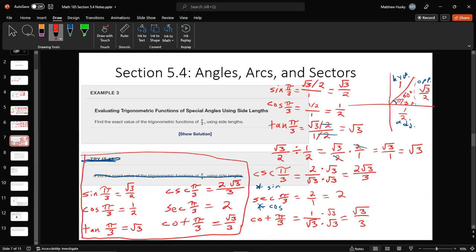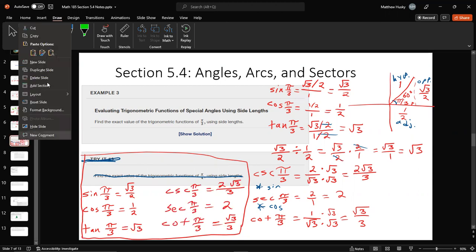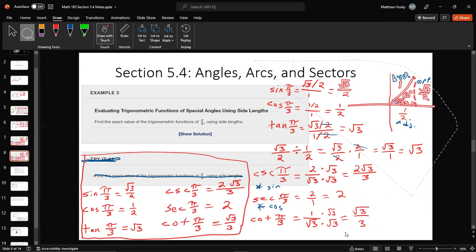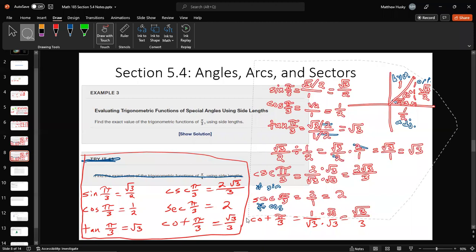All right, so now what we're going to do, let's copy this slide. And then we will erase all of the scribbles and then do the example that I crossed out.